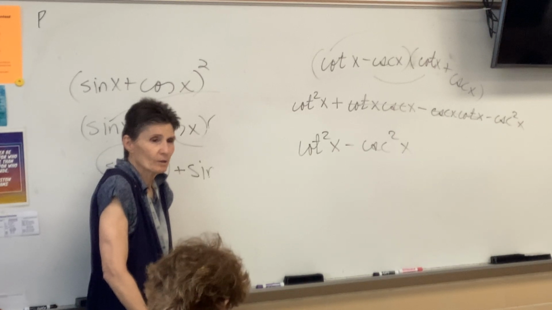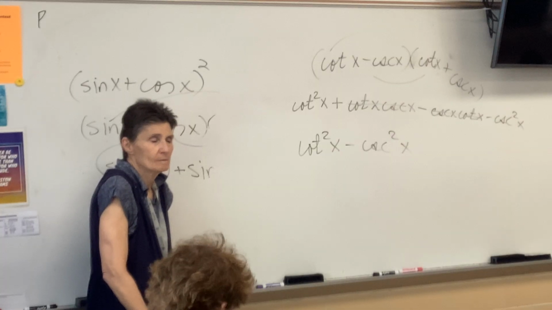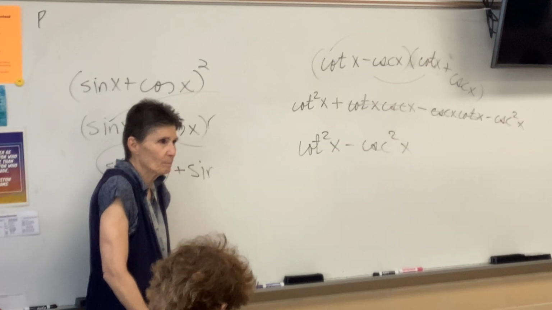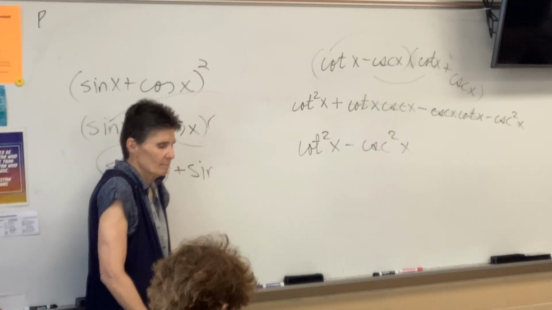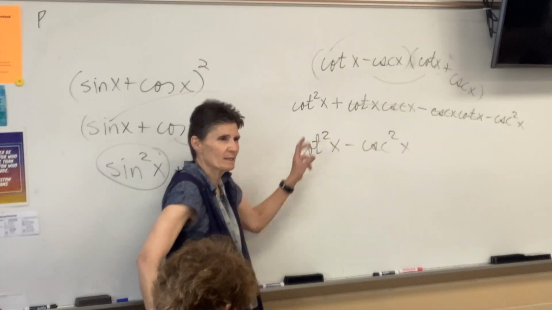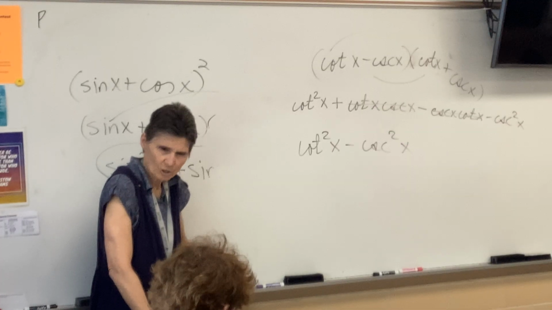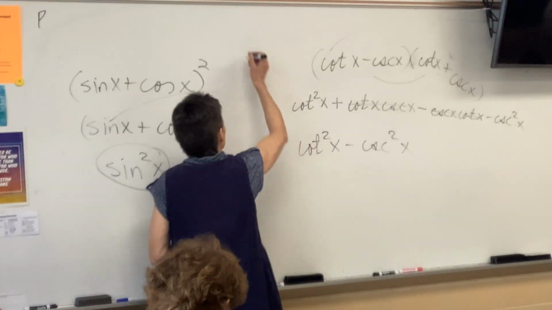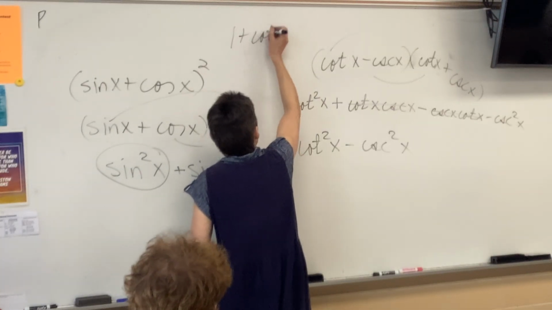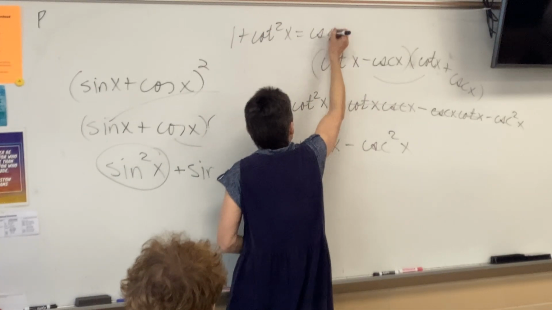I see Trick looking at his purple sheet. We all should be looking at our purple sheet. What does our purple sheet say, relative to these guys? 1 plus cotangent squared is cosecant squared. So on our paper it says 1 plus cotangent squared is cosecant squared.